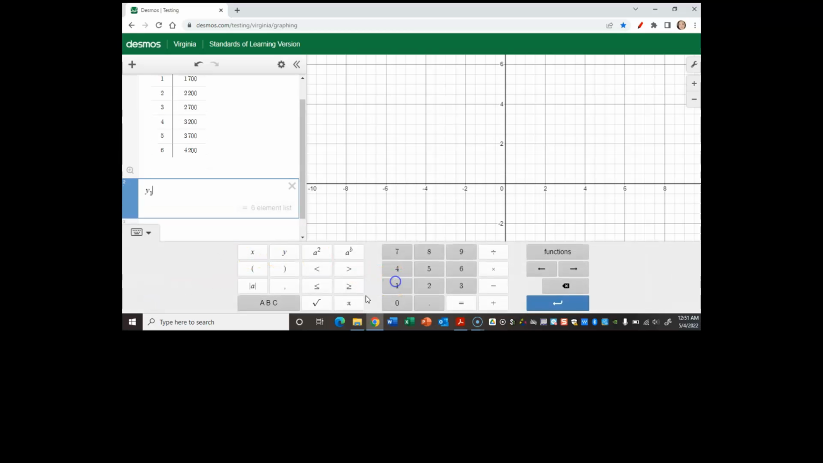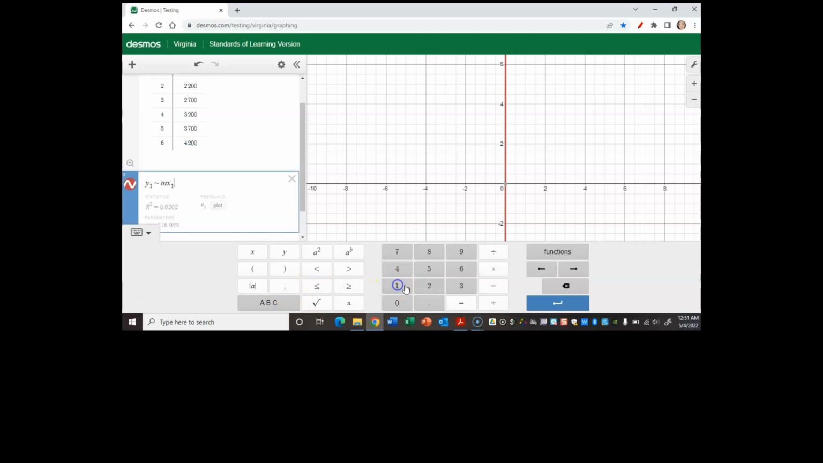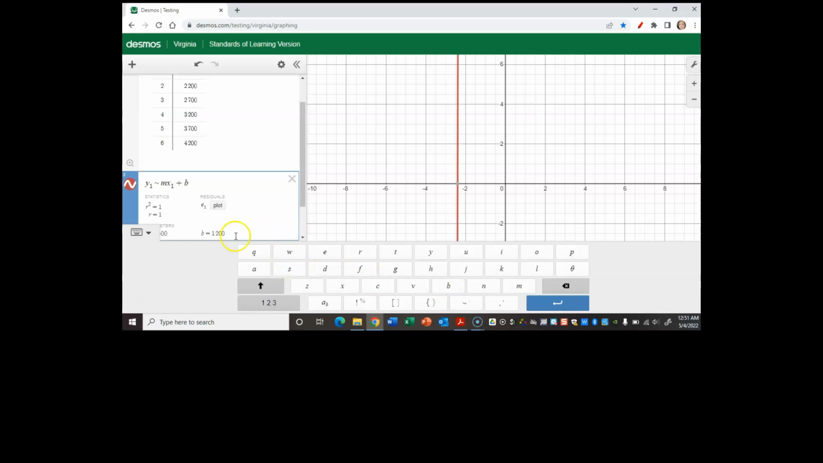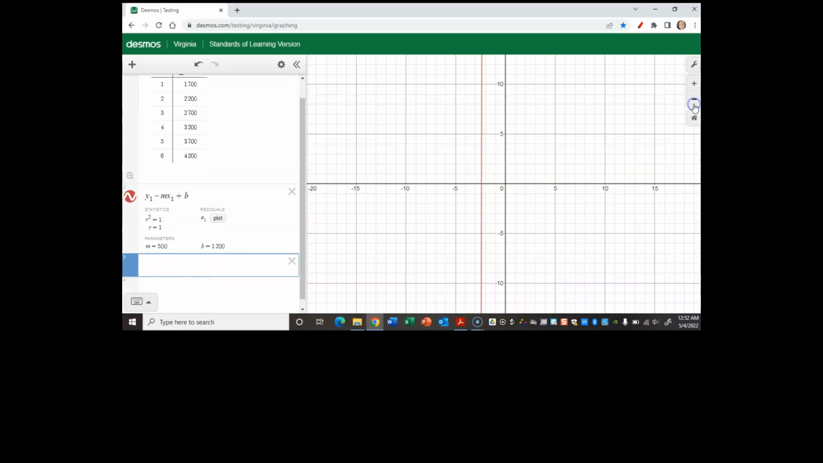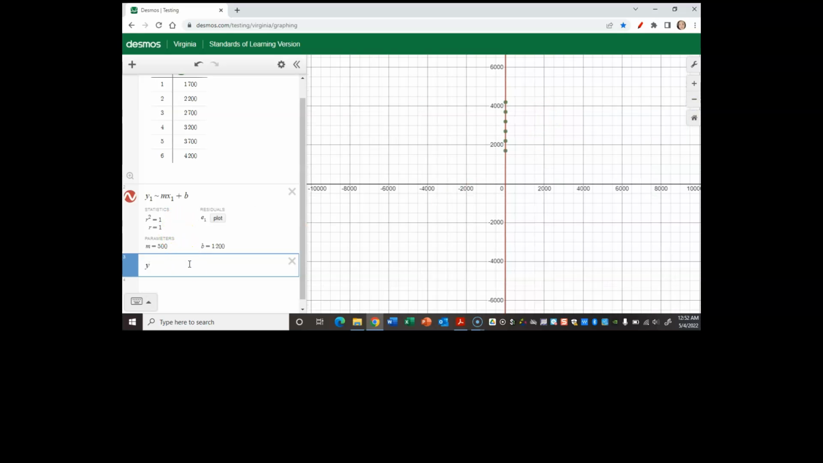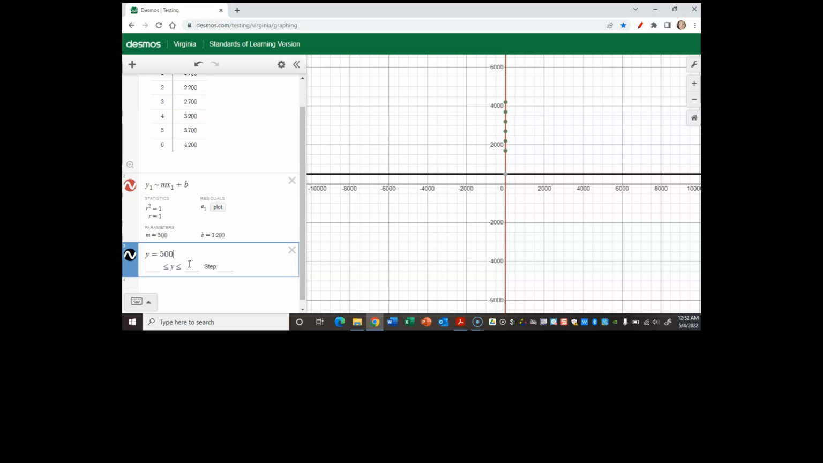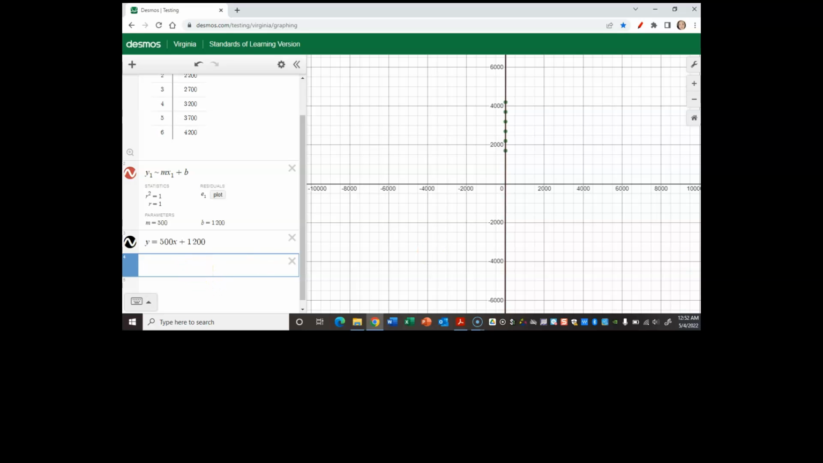So y1 tilde mx1 plus b, and then it's going to give you the slope, which is m, and the b. So we're going to zoom in to look for the dots first. There you go, there's a dot. So we're going to write y equals, this time that's the final answer, 500x plus 1200. That information is given right here. m is 500, b is 1200. Just plug it into m and b, and your final answer is this. Once you have that, we have to answer the question.